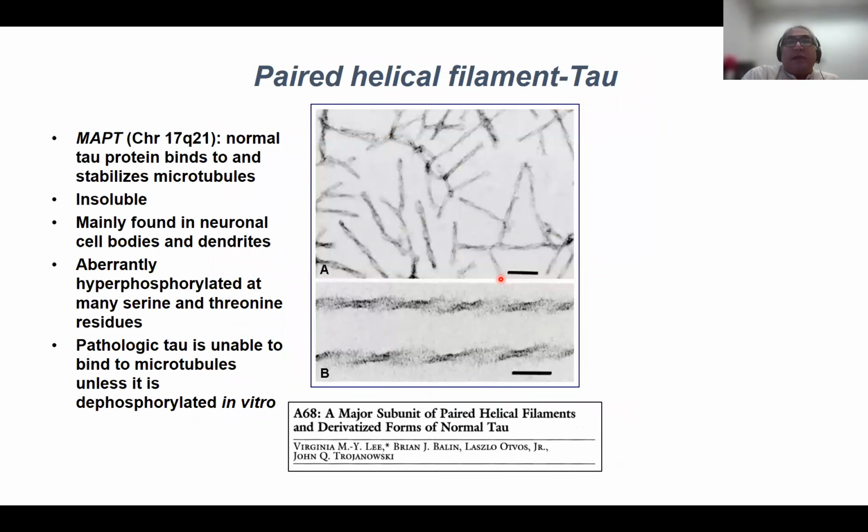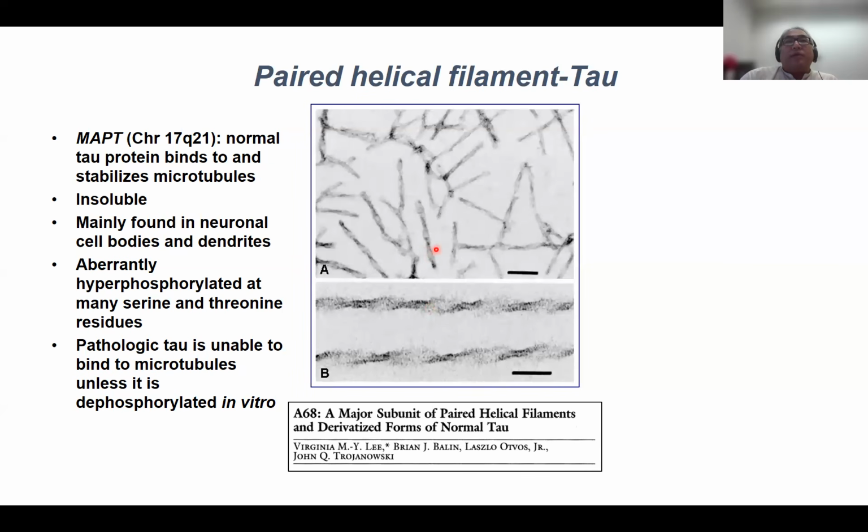And these are the paired helical filaments that I was mentioning. So we can see these by electron microscopy. This is an old study from the 80s where they purified these proteins, and you can see these beautiful paired helical filaments. They're forming twisted filaments here.